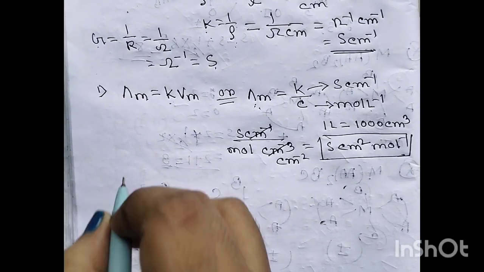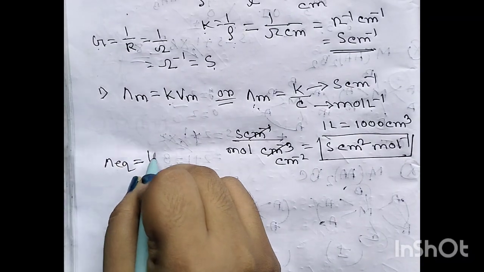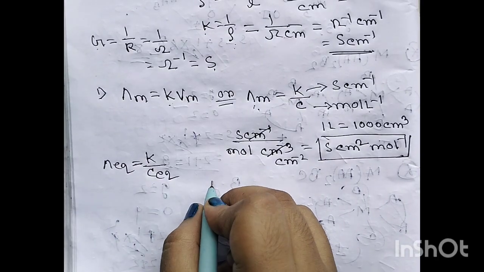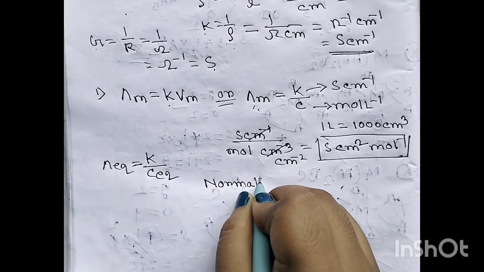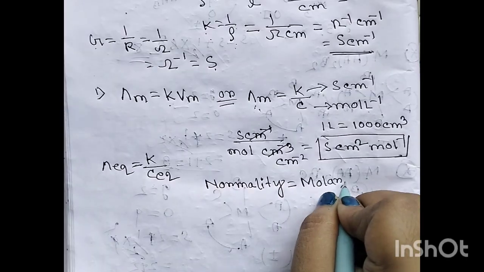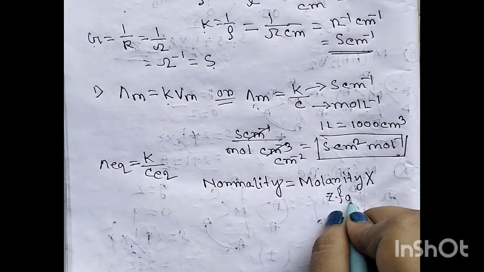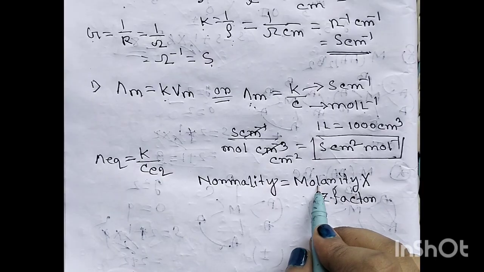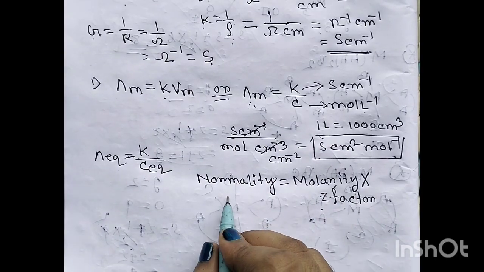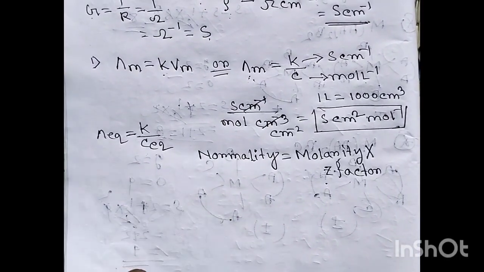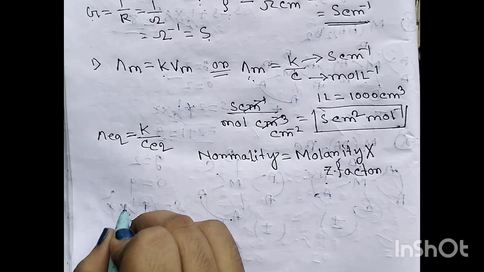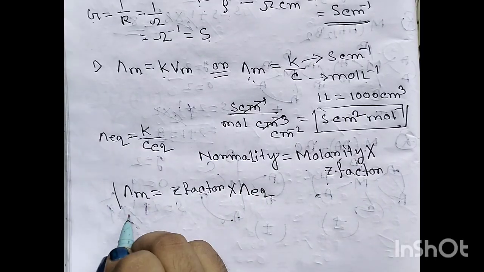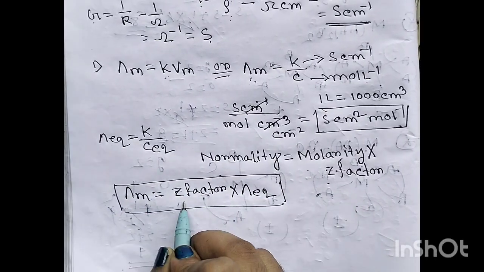Okay. Now equivalent conductance, lambda equivalent equals kappa by C equivalent. Now this concentration term is in normality. Okay, as we know, normality equals molarity into Z factor. अगर molarity में concentration given है, सो उसको Z factor से मल्टीप्लाई कर लेंगे और हमको नॉर्मलिटी मिल जाएगा. ठीक है. Now what is the relation between molar conductance and equivalent conductance? So lambda m equals Z factor into lambda equivalent.